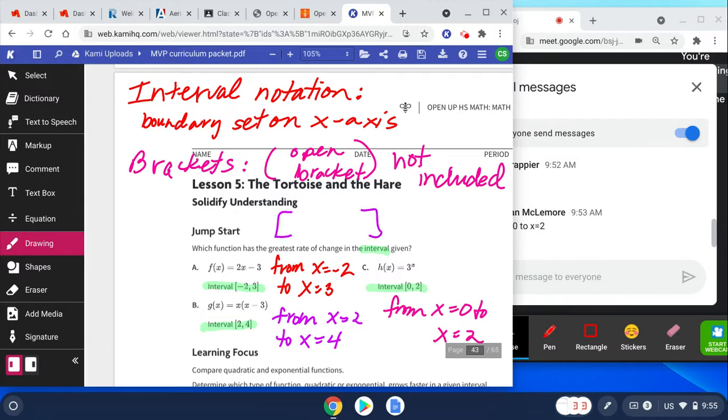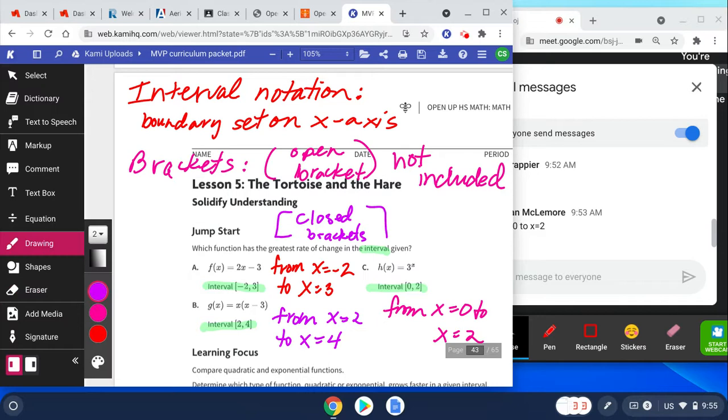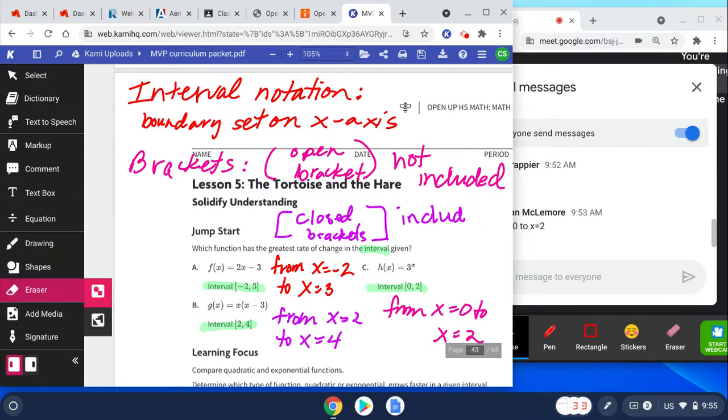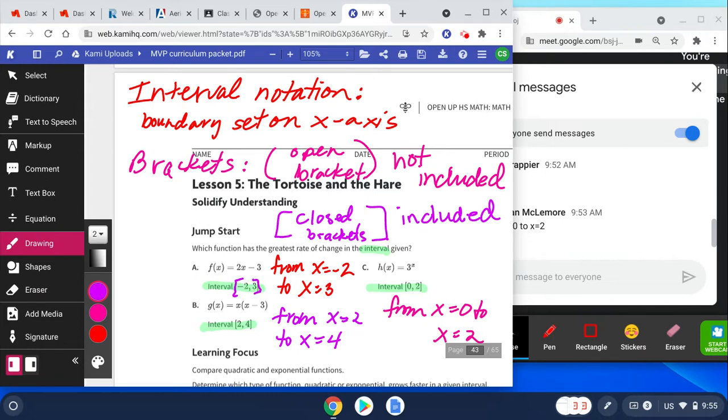What's the last one we're going to review? It's called closed brackets. They're the ones that have little corners. They're like parentheses, but with corners. Closed brackets mean that the values are included on the interval. Do you see how all of the examples you just read to me have closed brackets? When it said interval from -2 to 3, it includes the -2 and the 3 and all the numbers in between. This one includes the 0 and the 2 and all numbers in between. This one includes the 2 and the 4 and all numbers in between.